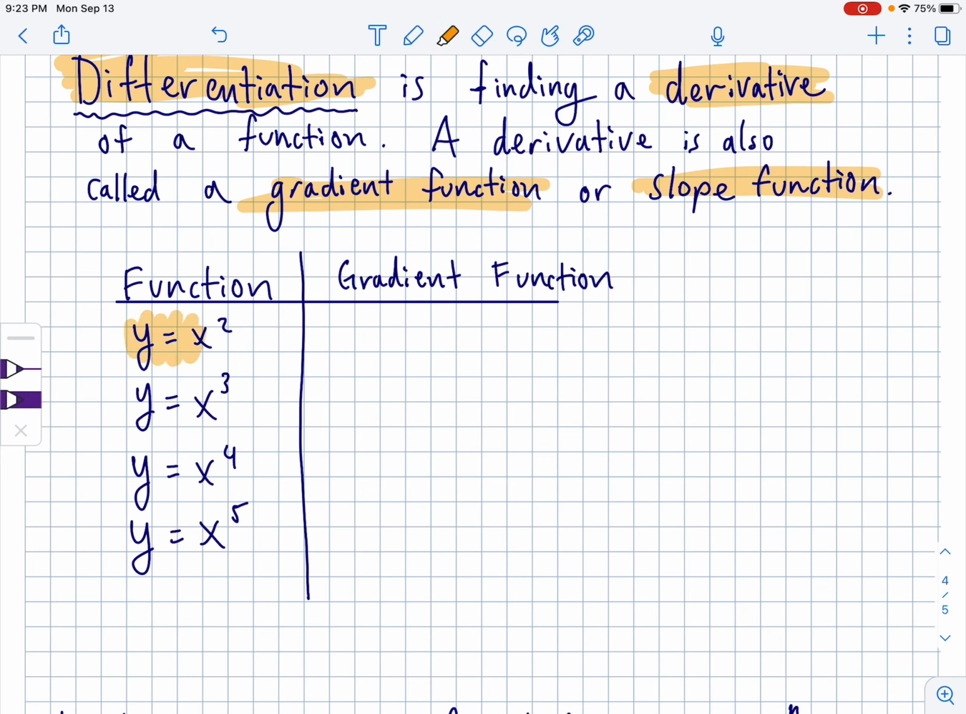The derivative of y equals x squared is 2x. The derivative of y equals x cubed is 3x squared. The derivative of x to the fourth is 4x cubed. You guys seeing it? Do you see the pattern between this, how this turns into that? Can you make a prediction for y equals x to the 5th? You are correct. It's 5x to the 4th.